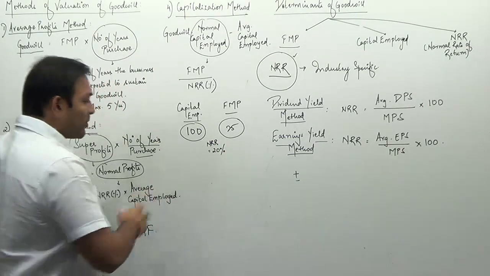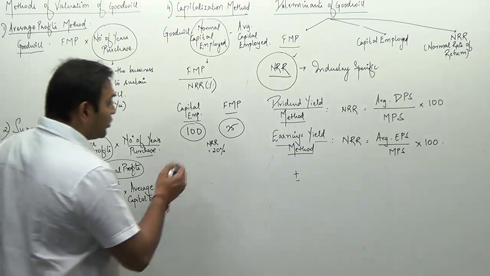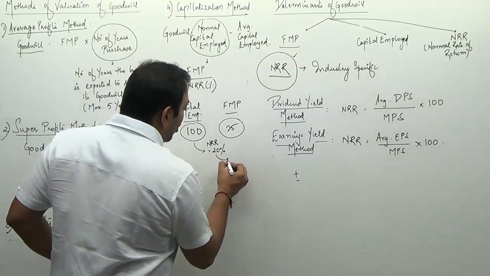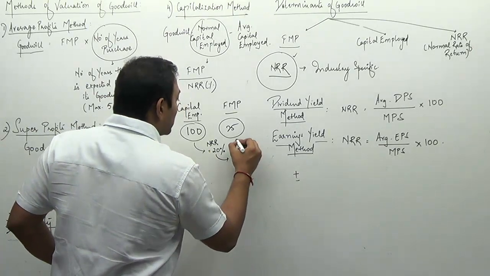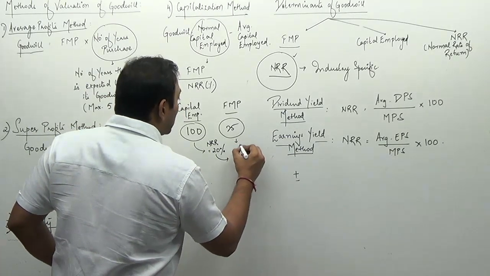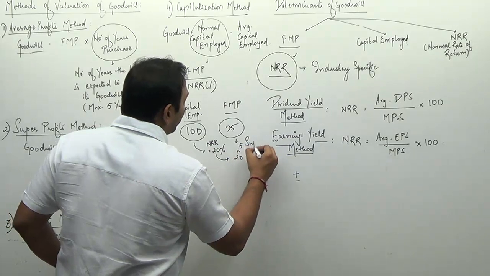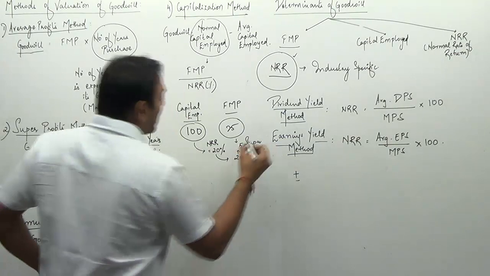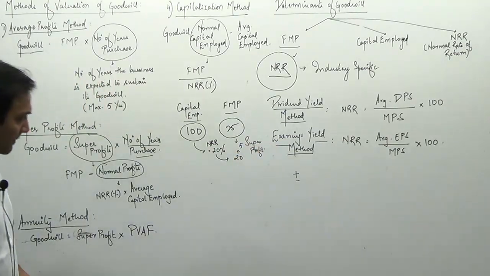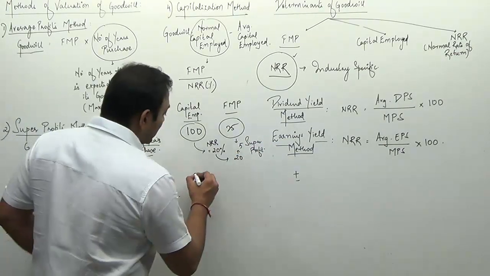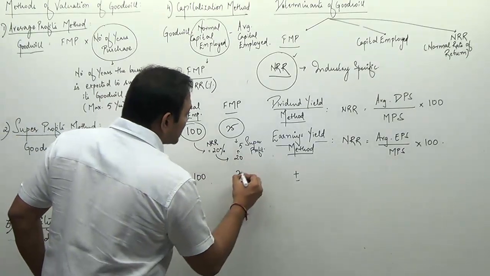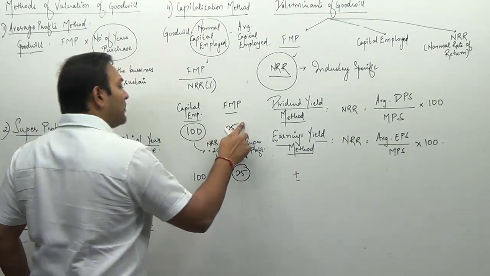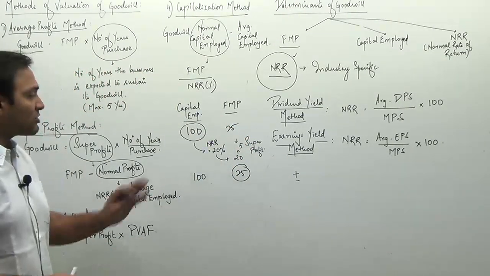If I'm following the super profits method or annuity method, what do I do? Capital employed multiplied by NRR will give me normal profits of 20. On comparison with my FMP, 5 is my super profit, which should be multiplied by either PVF or number of years purchase. But here, in our capitalization method, instead of considering this way, I will take 25 as constant. Here I did not take 25 constant, now I am taking 25 as constant.